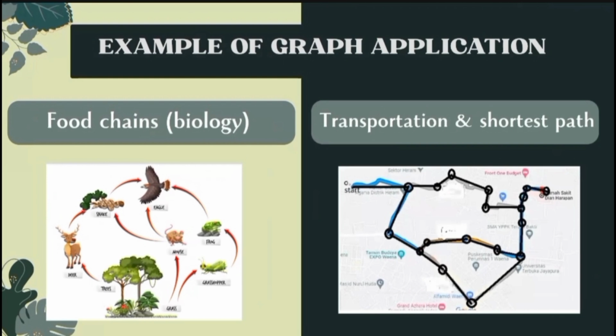And fourth, transportation and the shortest path. Creating digital maps and navigation systems such as Google Maps to find the shortest route.